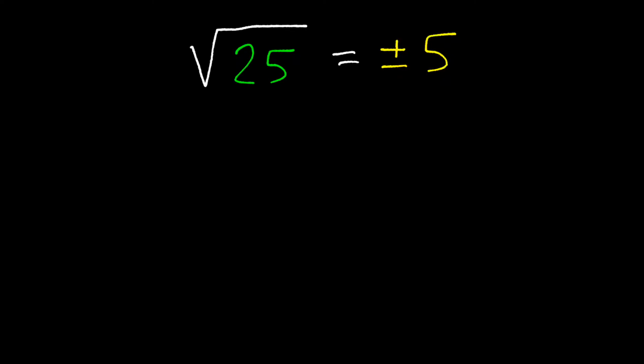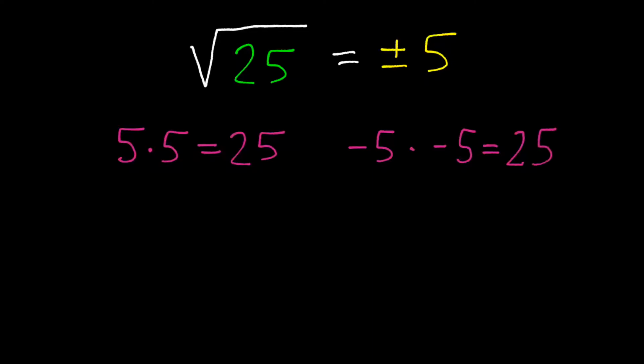And here's why. If I have 5 times 5, that's going to give me 25. If I have negative 5 times negative 5, a negative times a negative is a positive, so I will also have a positive 25. So whenever we take a square root of something, we get a positive and a negative version of the answer.